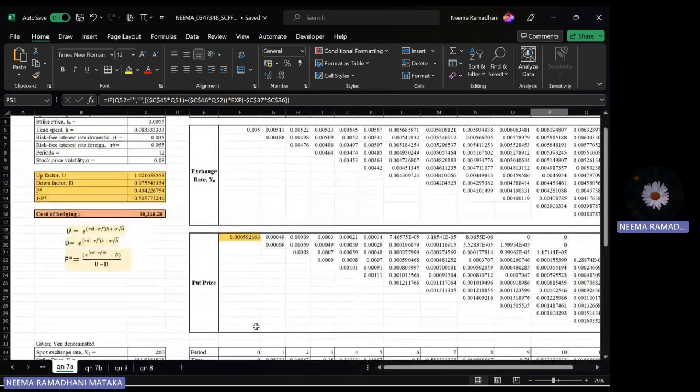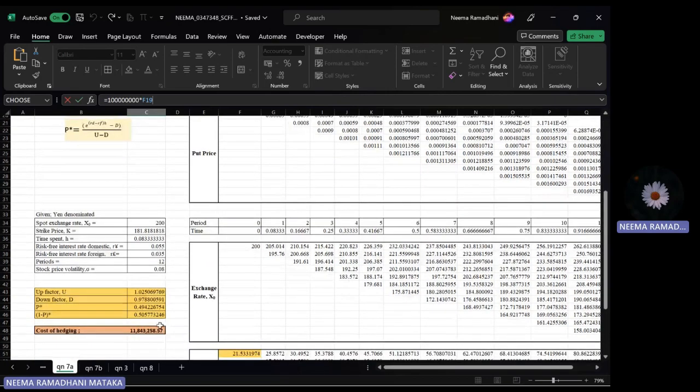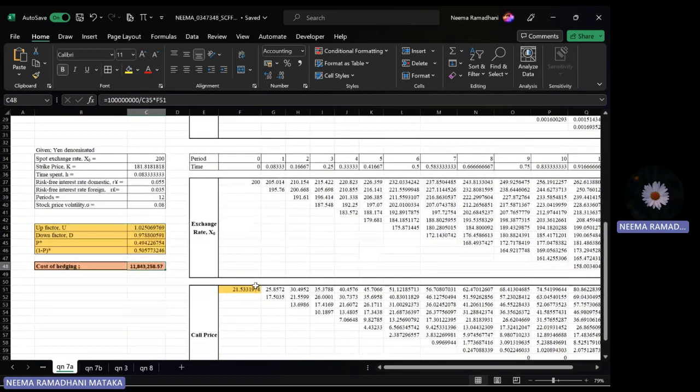And then after that, it's time to calculate the cost of hedging for each. For the pound denominated, or the put option, it is just the put price multiplied with the number of units. And for the case of yen denominated, we're going to take the same value, which is 100 million times the call price, but divided by the strike price to get the cost of hedging. Now that is 7A. Let's go to 7B.